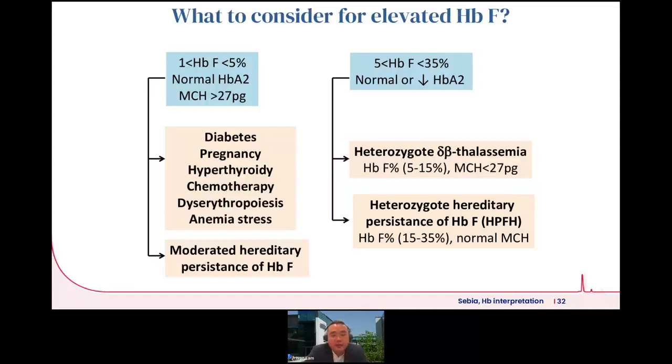But if your hemoglobin F values are overly high, from 5 to 35%, and there is a reduction in hemoglobin A2, then in such instances, let's say the hemoglobin F percentage is within 5 to 15%, we could potentially be looking at a heterozygous delta beta thalassemia. Okay, but if the MCH is normal, then most likely it's a case of the hereditary persistence of hemoglobin F.